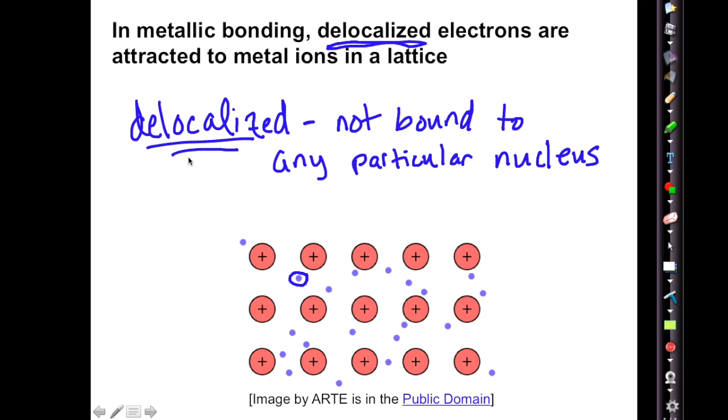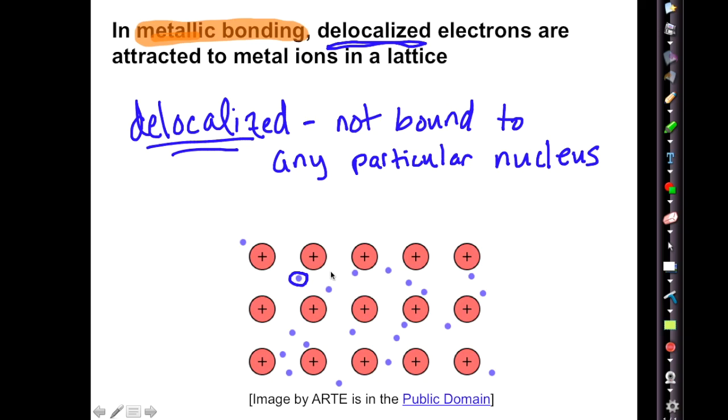And the attraction that occurs between these delocalized electrons and the metal ions in the lattice is what we refer to as metallic bonding. So there's an electrostatic attraction, as we've been discussing in class for ionic bonding, an electrostatic attraction between the negatively charged delocalized electrons and the positively charged metal ions in the lattice. And these attractions are referred to as metallic bonding.